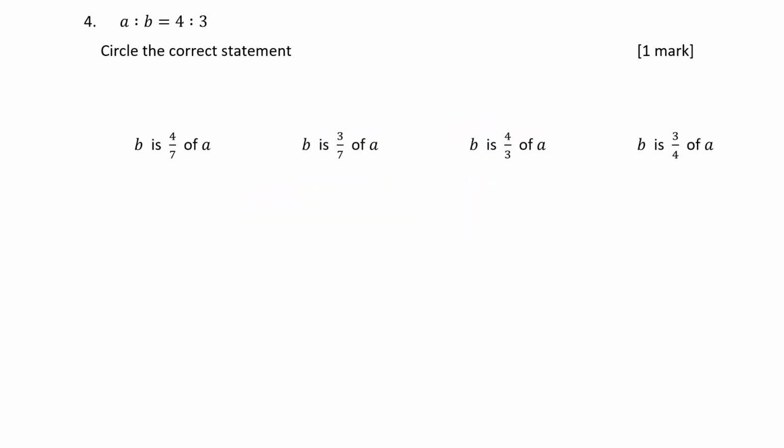In question 4, we're given that the ratio of A to B is 4 to 3. Well, if that is the ratio, then A over B is going to be 4 over 3. Now, rearranging to make B the subject, I can cross multiply that B up there, the 4 down there, and the 3 over there. That's going to give me 3a over 4 is equal to b. So b is 3/4 of a. It's that one there.